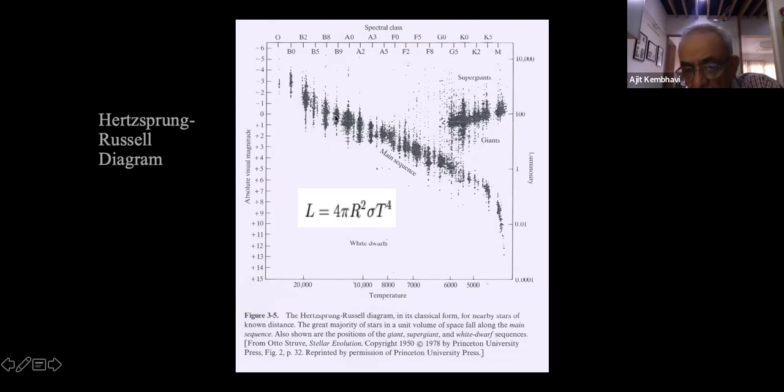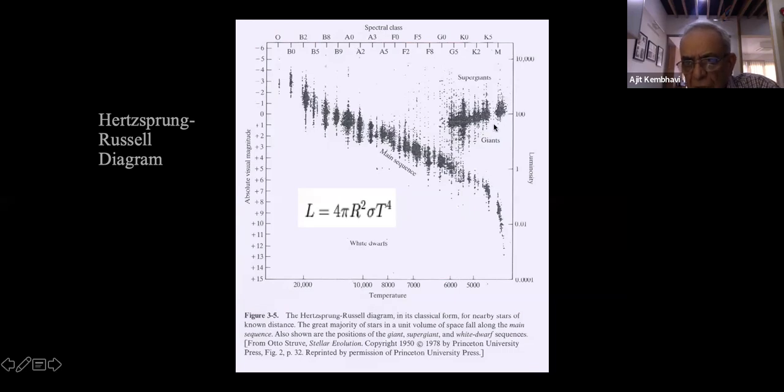So you see here, the temperature is higher to the left. As you go to lower temperatures, the absolute magnitude is increasing. The temperature here decreases towards the right, and along the y-axis the stars become brighter up there. So as you go down the main sequence, the temperature is decreasing, and so is the luminosity of the stars.